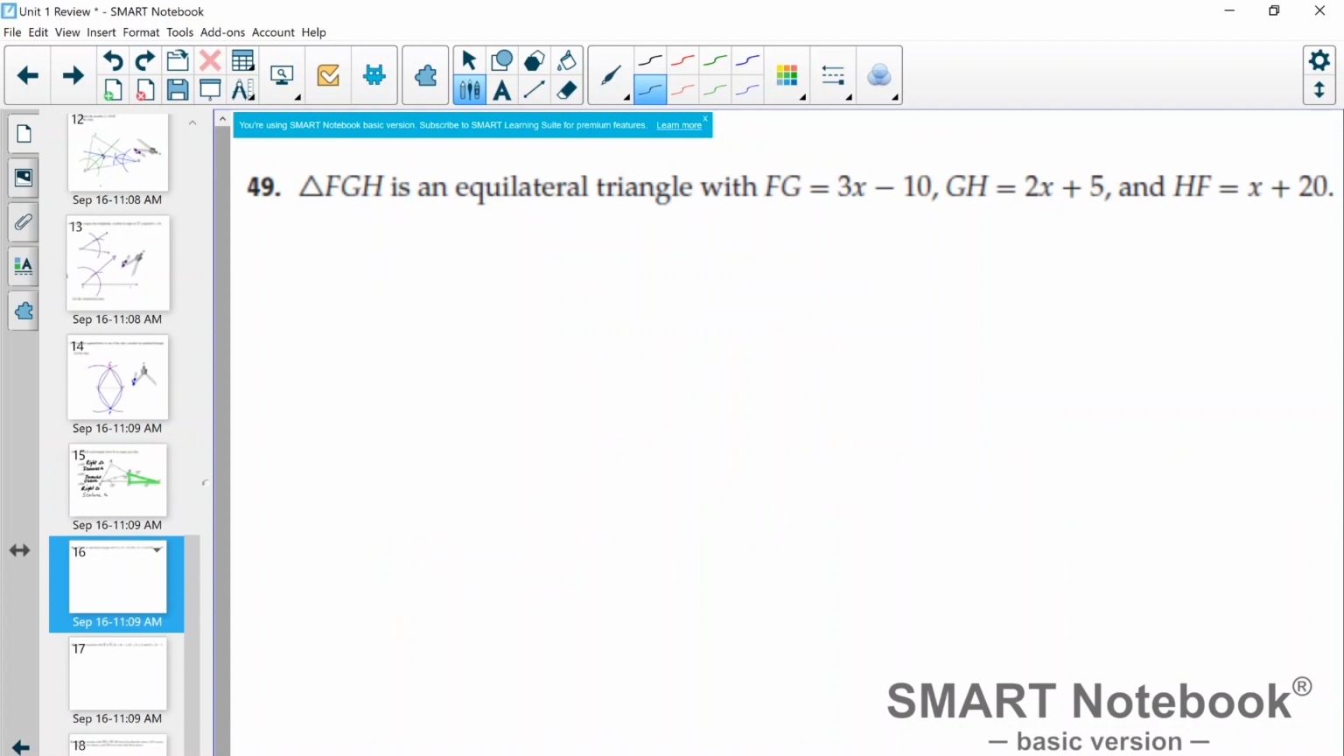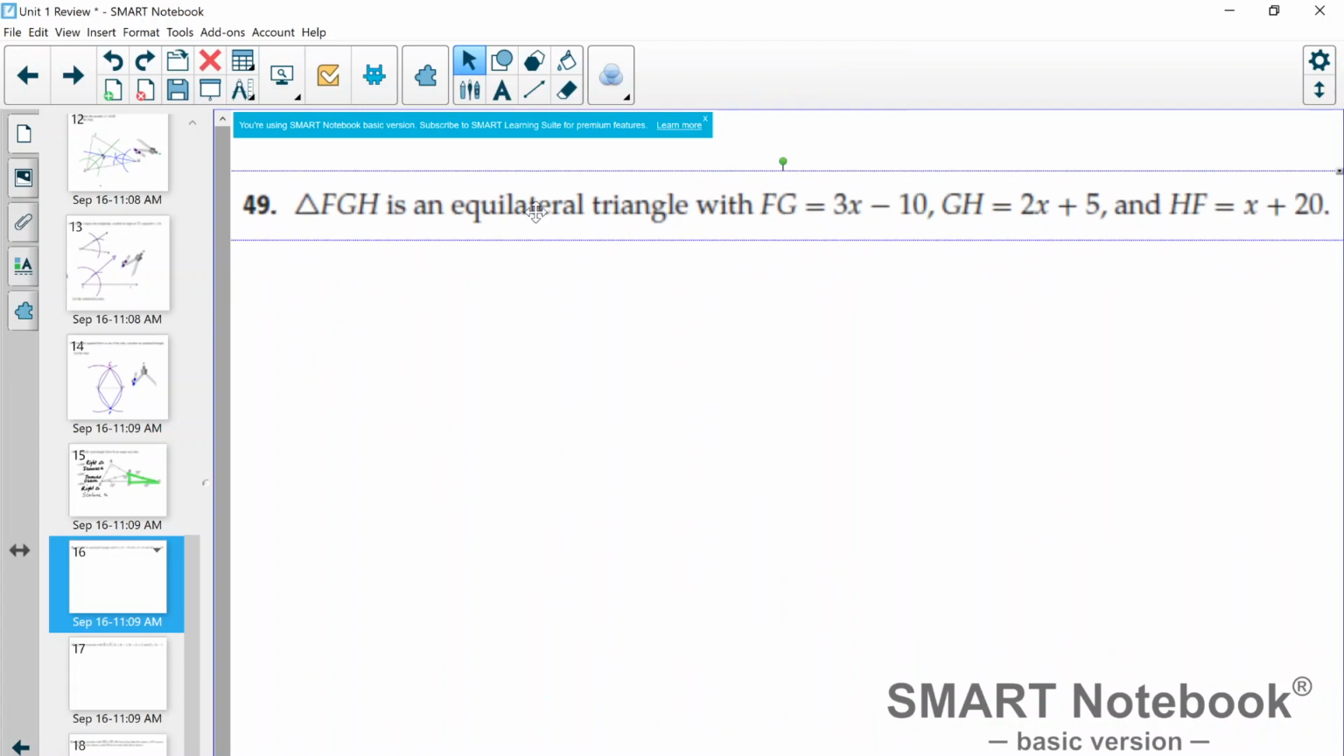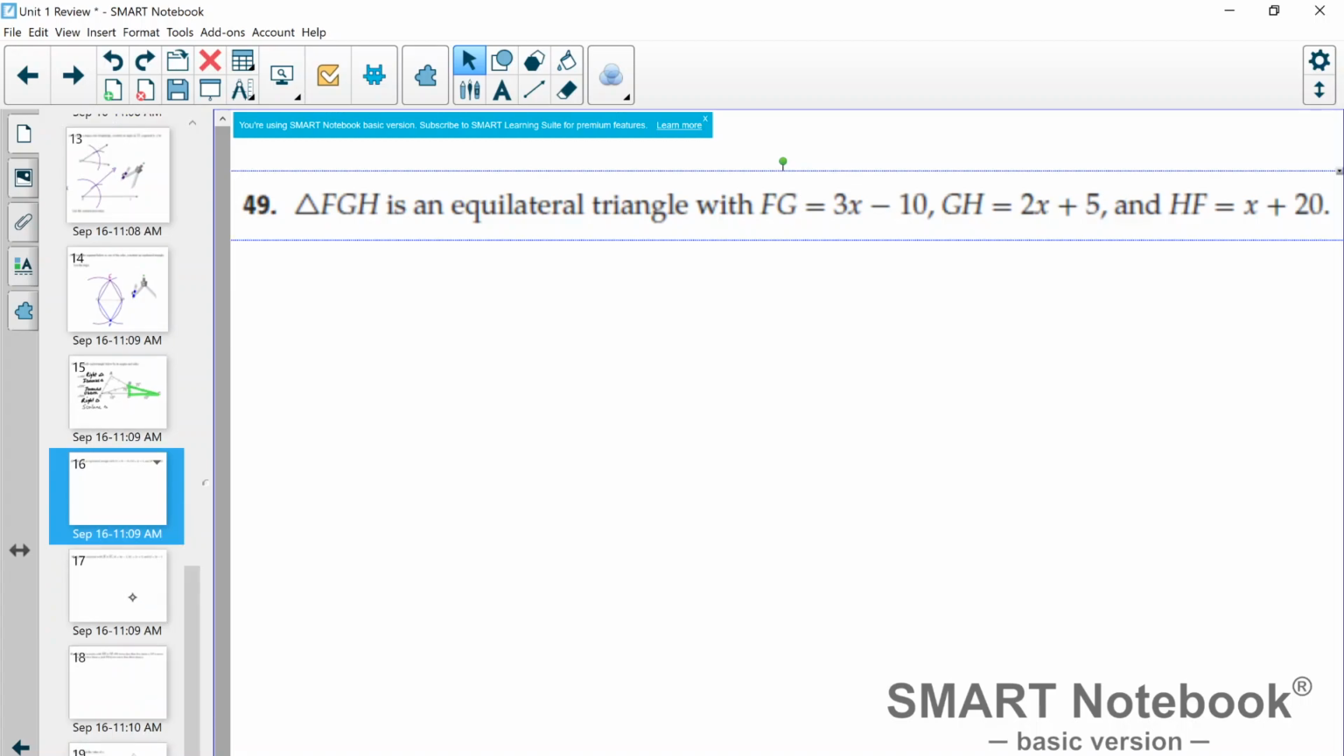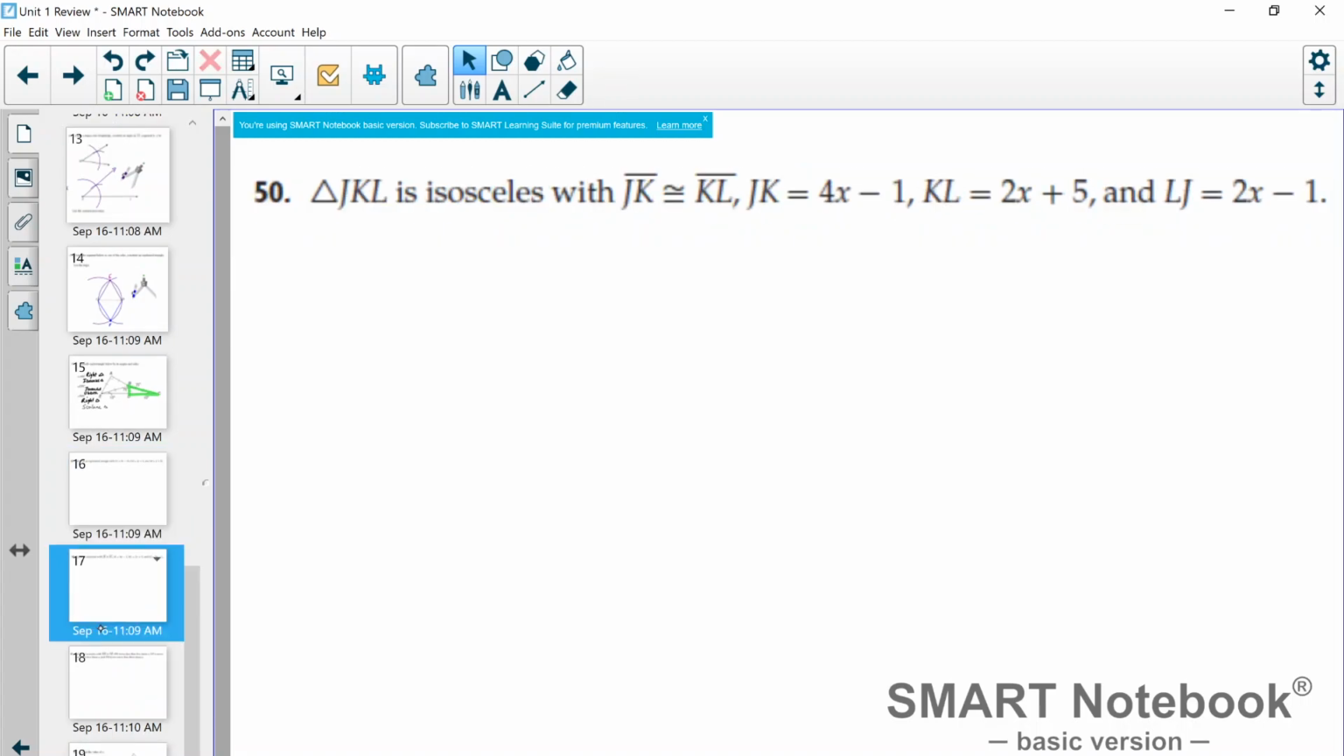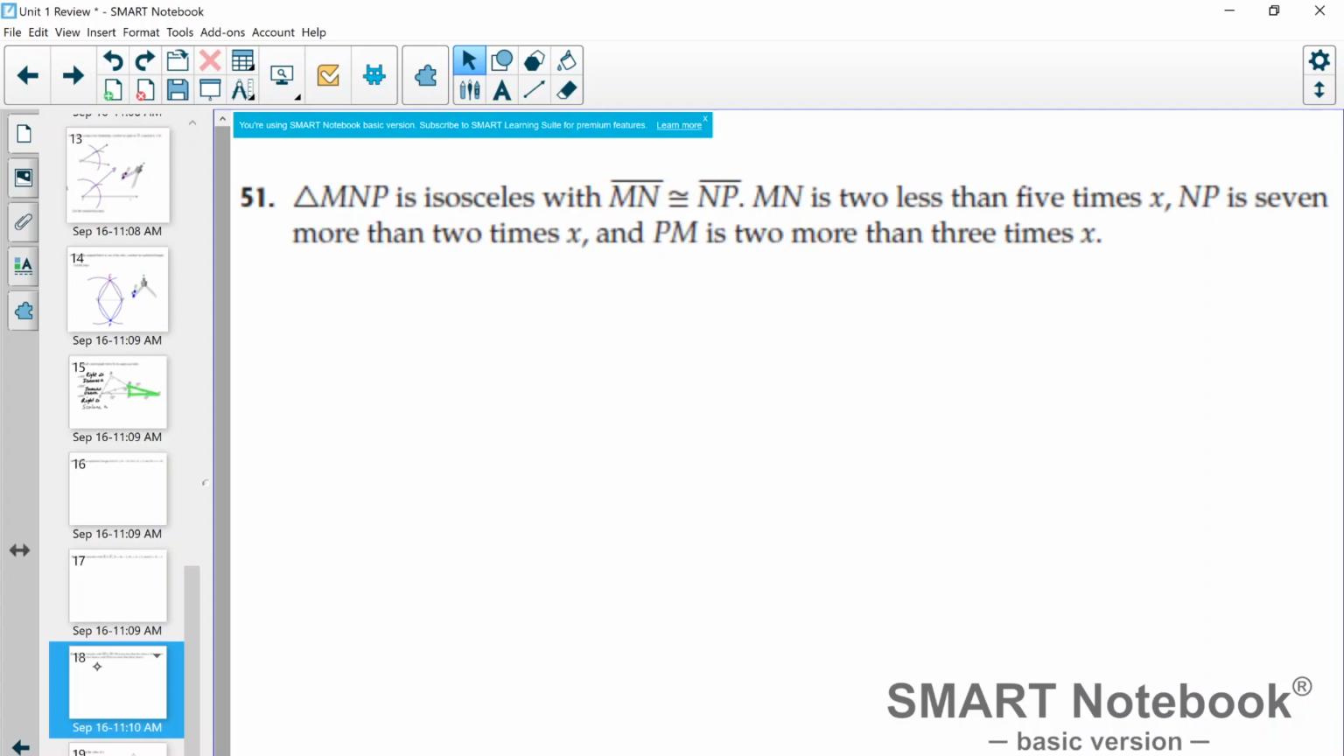Here we are tasked with finding X, equilateral triangle. We could draw a picture. Equilateral triangle means all three sides are the same, so we can pick any two sides to set equal to each other and solve for X. Same with 50. Isosceles triangle tells us which two sides are the same, so set those two sides equal to each other, solve for X.